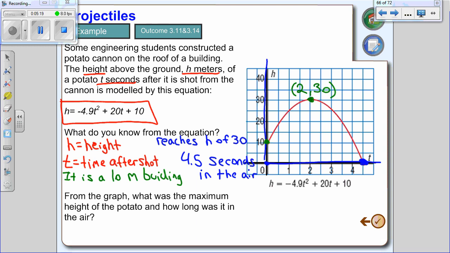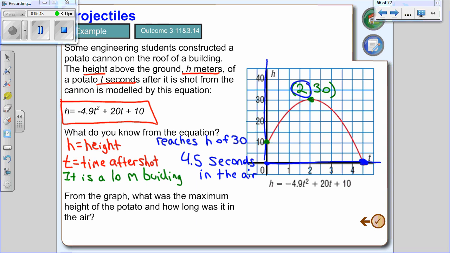You know what its maximum height was. You know the most amount of time it spent in the air. You know the height you shot it from. You also know how long it took you to get to your maximum height. So if I said, how long did it take to get to your maximum height, you would say 2 seconds. It's like you know a lot from these graphs. And that's why we analyze them.